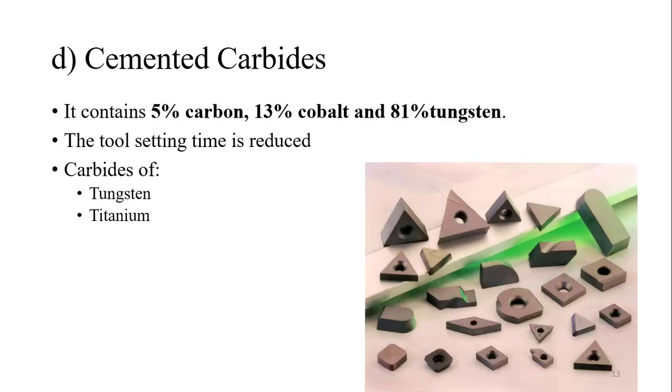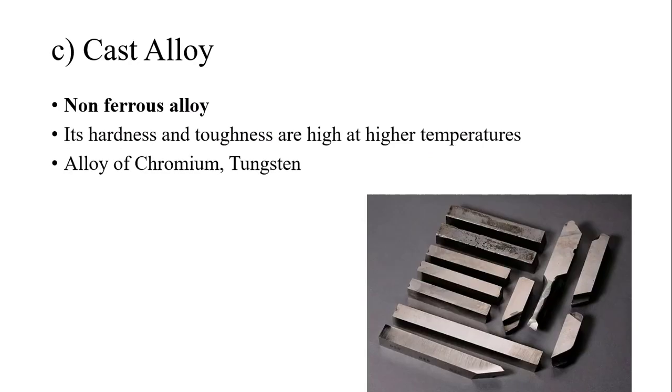Then we have the cemented carbide, very widely used in the industry. The carbides are made up of bits, you can see in the image. It contains 5% carbon, 13% cobalt, and 81% tungsten, although a smaller variation in the content is there. The tool setting time is reduced because it is used as an inserted bit. The carbides are of two types, tungsten and titanium. It is harder than your previous type, like your cast alloys.